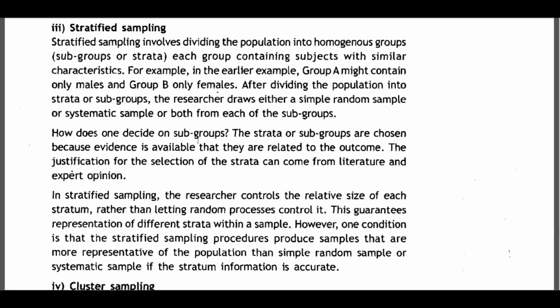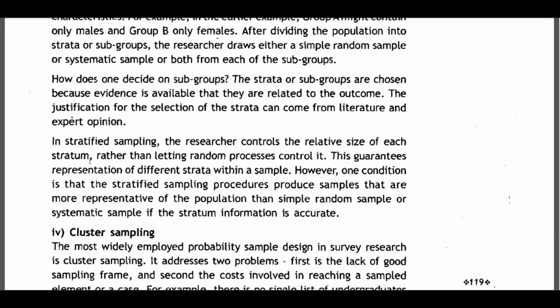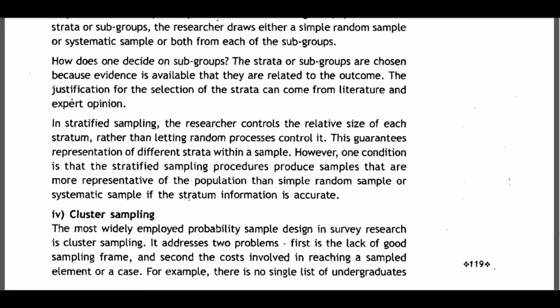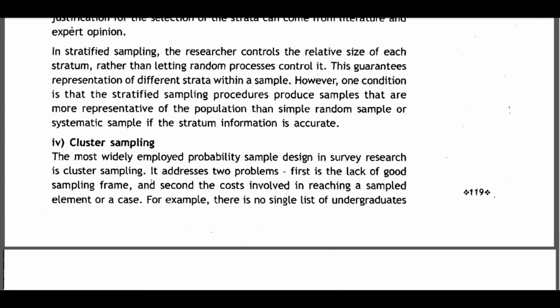How does one decide on subgroups? The strata or subgroups are chosen because evidence is available that they are related to the outcome. The justification for the selection of the strata can come from literature and expert opinion. In stratified sampling, the researcher controls the relative size of each stratum rather than letting a random process control it. This guarantees representation of different strata within a sample. However, one condition is that stratified sampling procedures produce samples that are more representative of the population than simple random samples or systematic samples only if the stratum information is accurate.